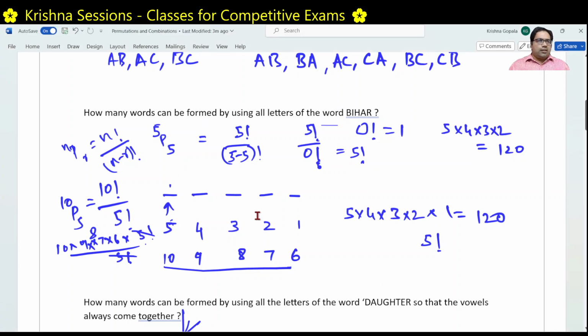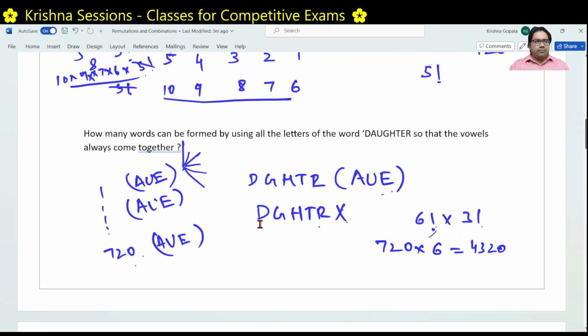Very good. Next, let's do another important problem. How many words can be formed by using all the letters of the word DAUGHTER so that the vowels always come together? Vowels should come together. What are the vowels in this word? A, U, E. There are three vowels, right? So he's saying all three vowels should come together. Whatever may happen, all three vowels should come together.